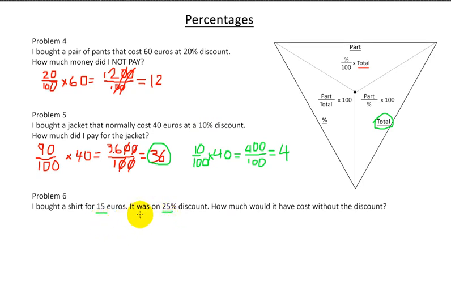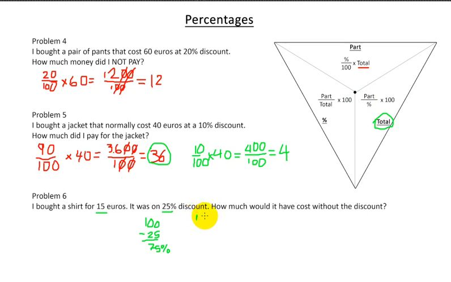If I didn't pay 25, that means that out of the 100%, I didn't pay 25. That means that what I did pay is 75. I paid 75%. That means that the 15 euros is 75% of the whole. Knowing that, I can find the total. How? By saying part over percentage times 100.